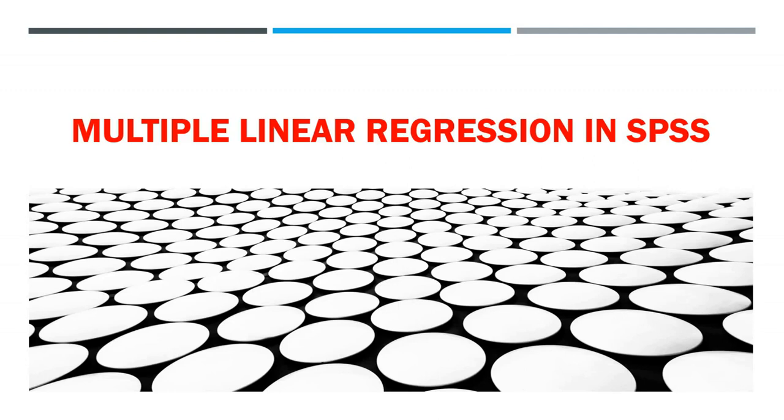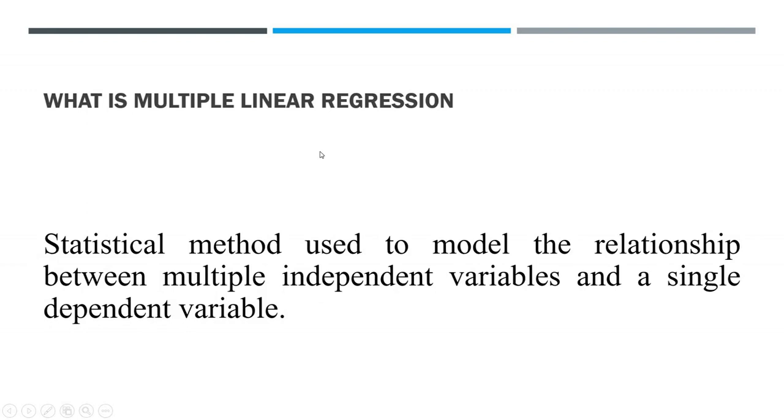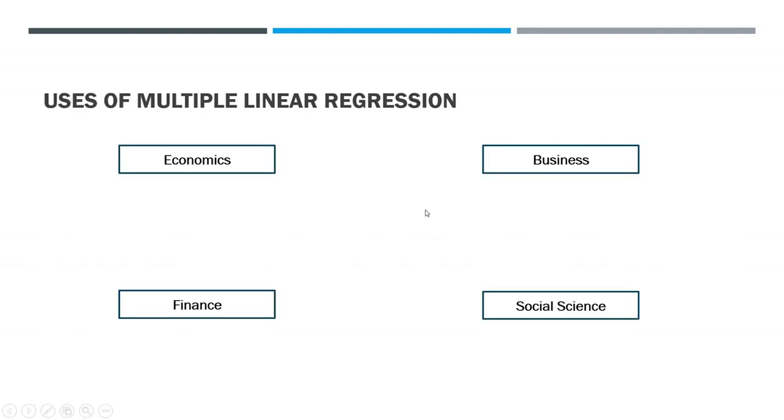Today we are going to demonstrate how to do multiple linear regression in SPSS. First, we start with the definition of multiple linear regression. It is a statistical method used for explaining the relationship between multiple independent variables and a single dependent variable. The multiple linear regression is used in different fields such as economics, business, finance, and social sciences.